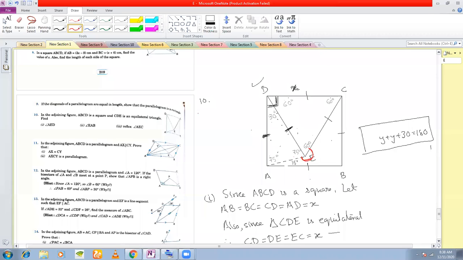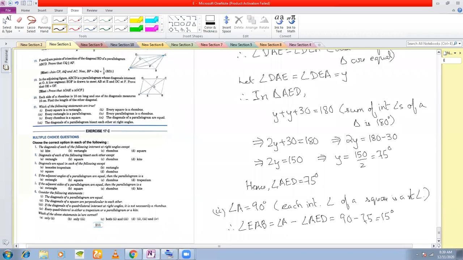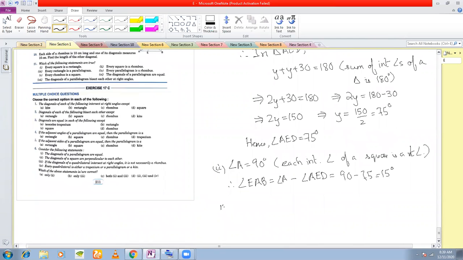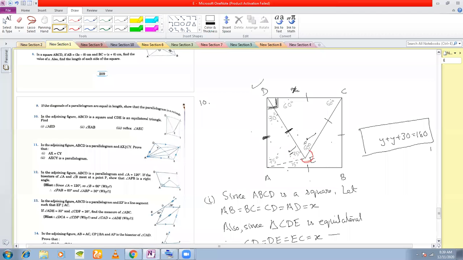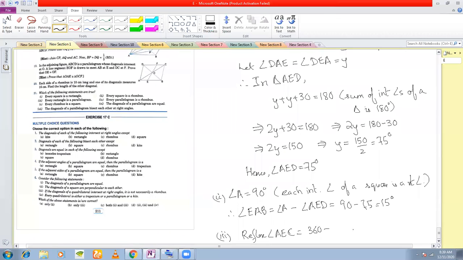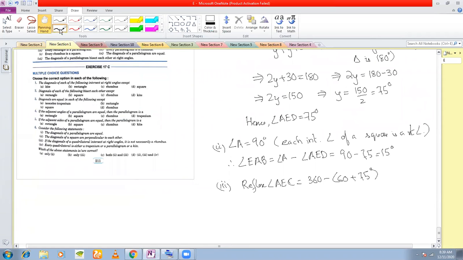See, this angle is 75. This angle is 60. You subtract from 360 because this is one complete angle, and you'll get the reflex angle AEC. So reflex angle AEC is equal to 360 minus these two angles, 60 degrees and 75 degrees. 60 plus 75 gives 135. Addition of 75 and 60 is 135. And 360 minus 135 is how much?